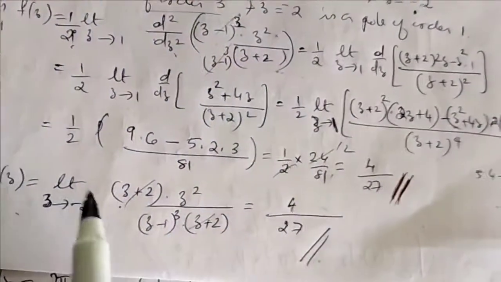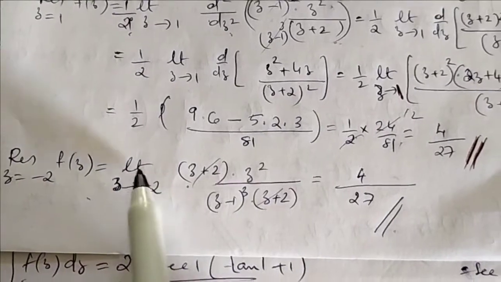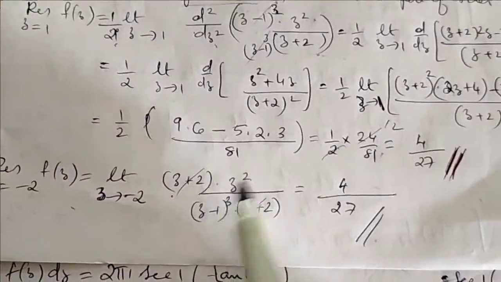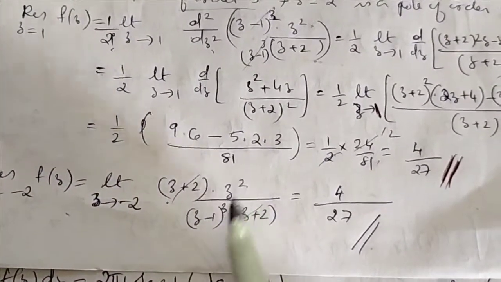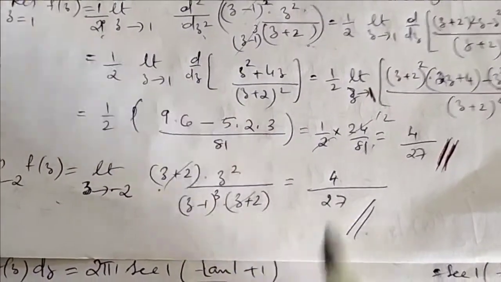At z equal to 1. Next, z equal to minus 2. Residue at z equal to minus 2 is a simple pole. So just limit z tends to minus 2 of z plus 2 into the function. Z plus 2 cancels out. Then just substitute the value. So minus 2 square, 4 by 27.